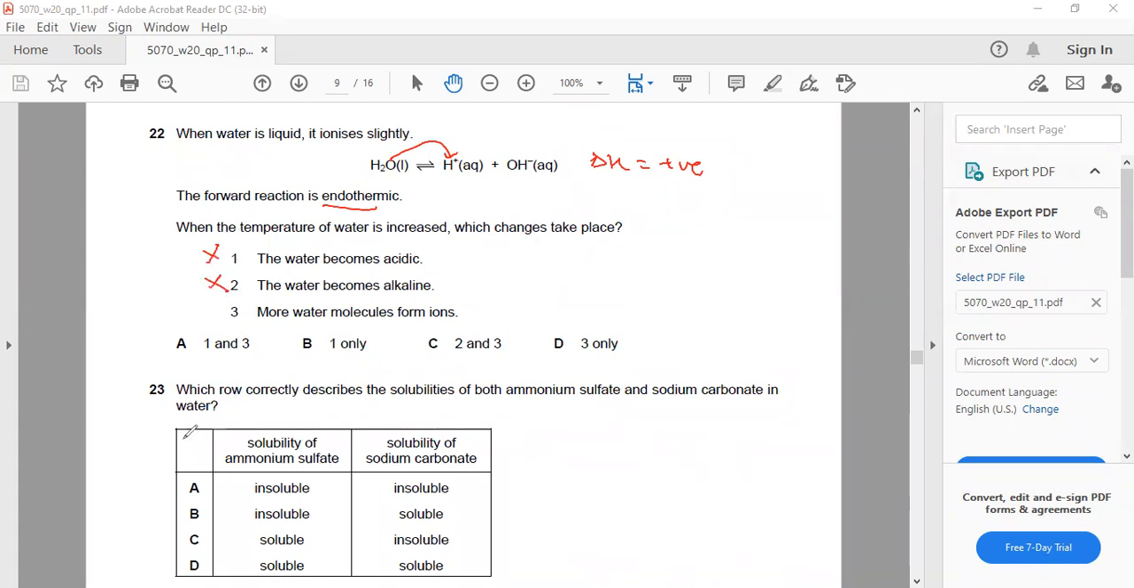Why wrong? Because the number of H plus ions is equal to the number of OH minus ions. So the water will not be acidic, and the water will not be alkaline. Only 3 is the answer. D. There is more H plus ion, but the number of H plus ions is equal to the number of OH minus ions.